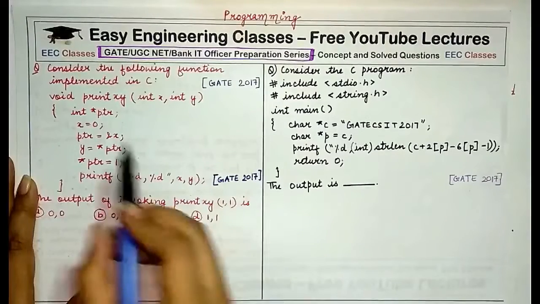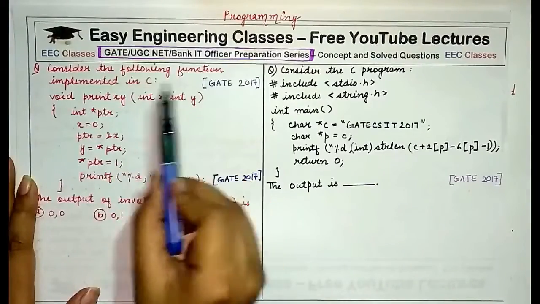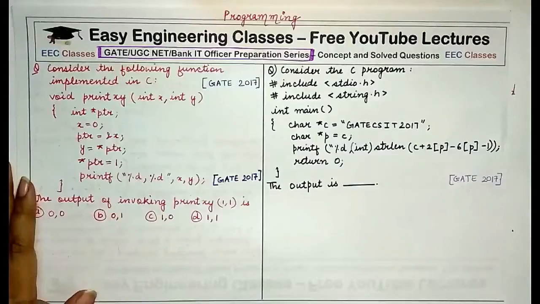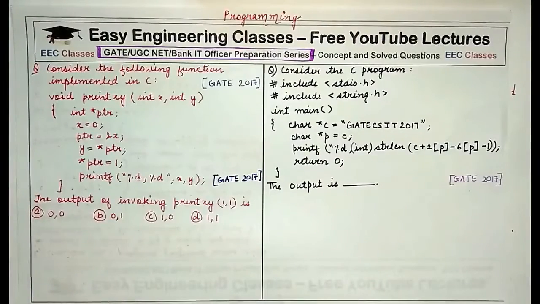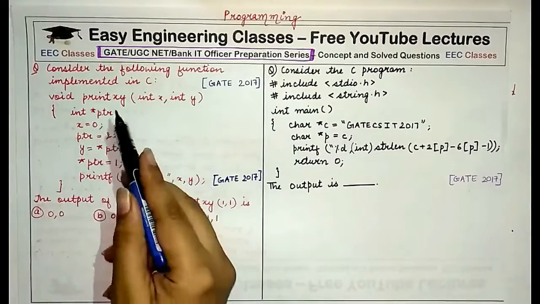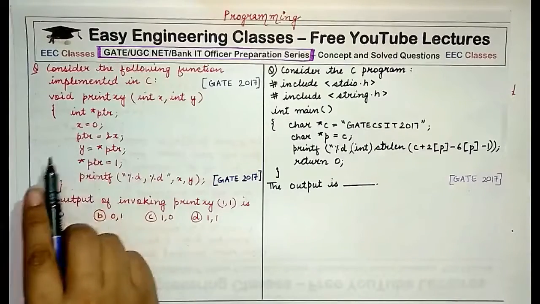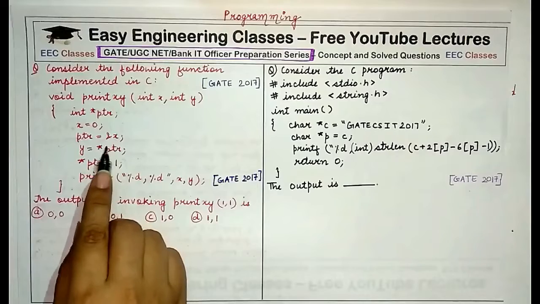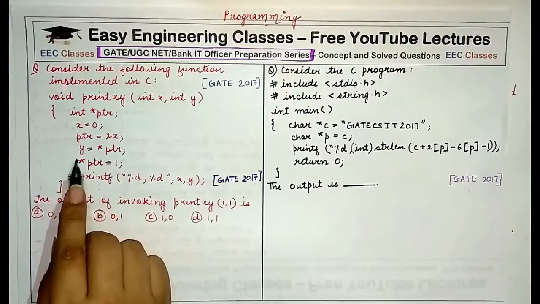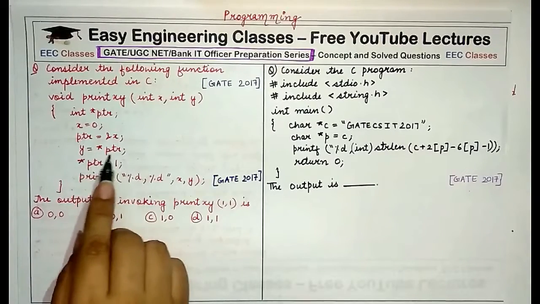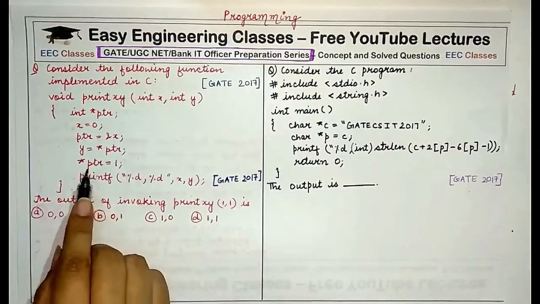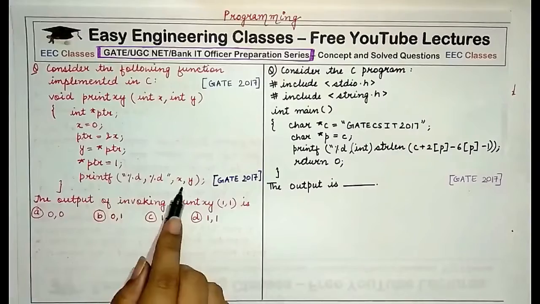The question reads as, consider the following function implemented in C. Void print, x and y, where int x and y are parameters. Inside we declare a pointer, then assign x to 0, assign the pointer the address of x, assign the value of where the pointer is pointing to y, and then change the data of the pointer to 1 and then print x and y.